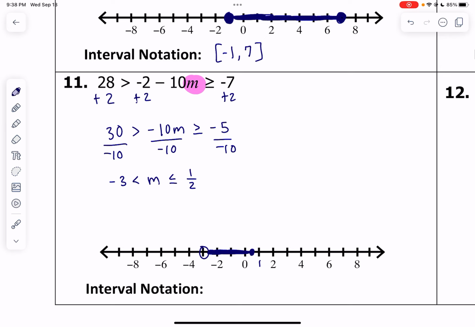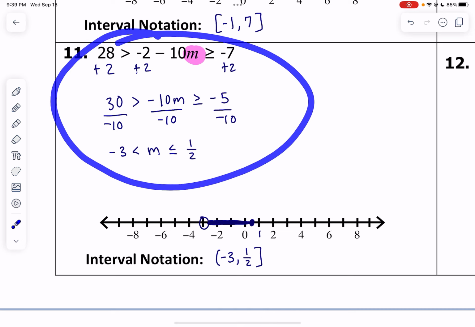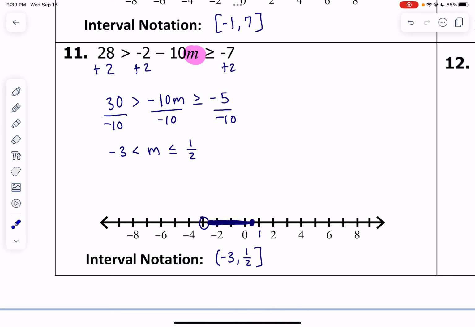Okay. So then now we can easily construct our interval notation, which should just be parentheses, negative 3 to 1/2, bracket. So these are actually my favorite types of compound inequalities. I think they're just a little bit easier to work with compared to the or compound inequalities.